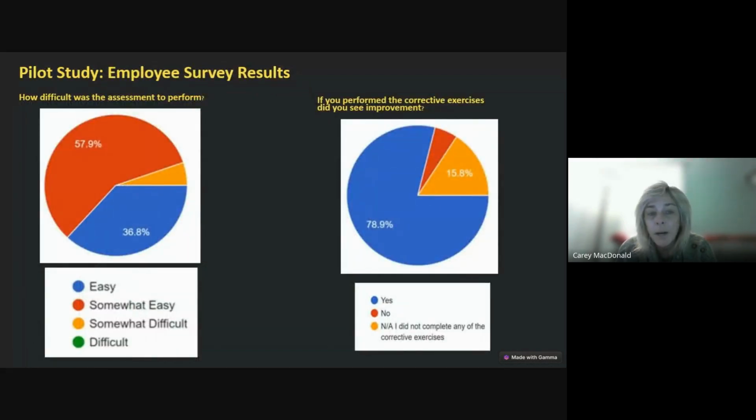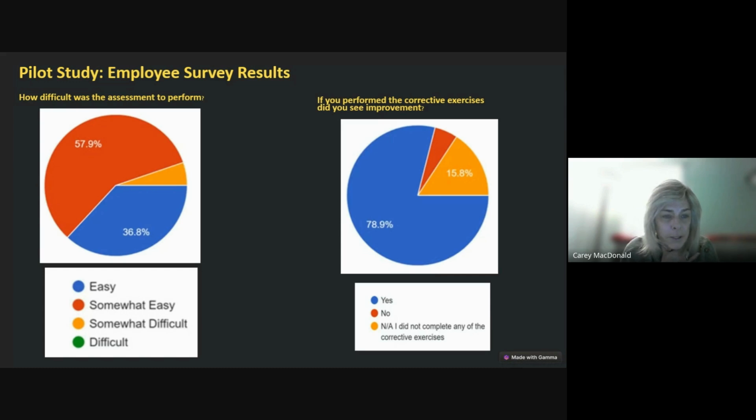And as part of that survey, we gave them, I think it was a 10-question survey that just asked some stuff about, I just pulled out two. That one was, how difficult did they find the assessment to perform? Because again, if we're going to spend time doing it, do they find that it's worthwhile? Do they think it's too long? Do they think that it's going to take up too much of their time?